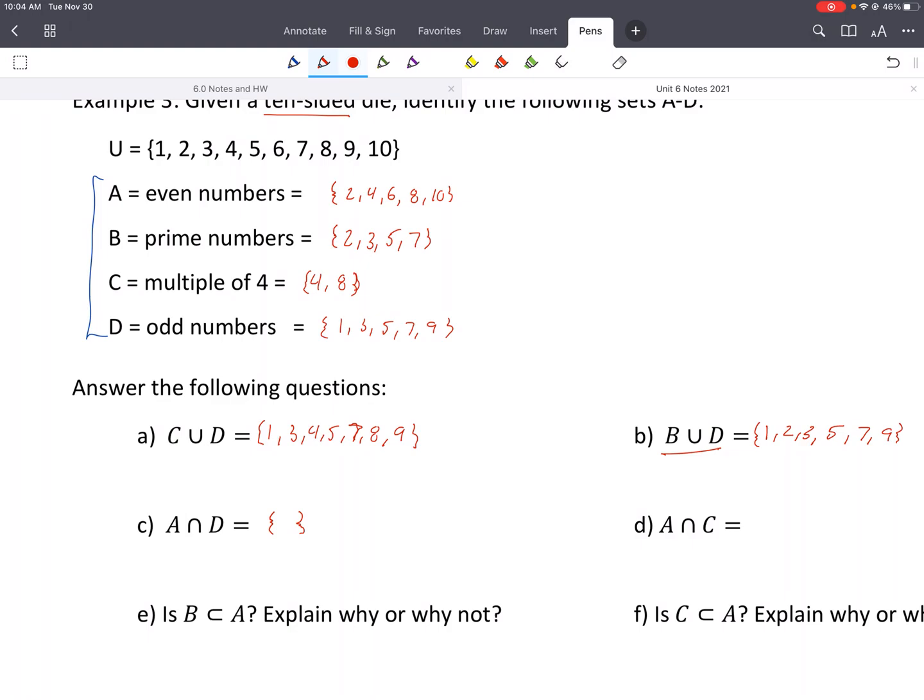All right, intersection of A and C. So what they have in common, A and C both have a 4, and they both have 8. So it'll be 4, 8.